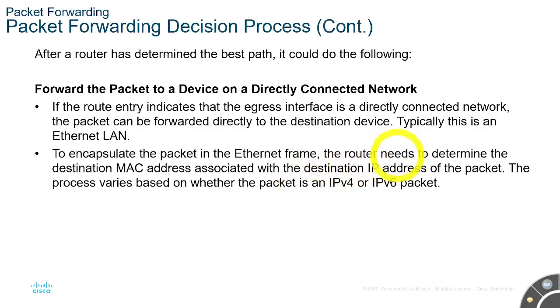So the router needs to determine the destination MAC address associated with the IP address of the packet. That process varies based on whether the packet is IP version 4 or IP version 6. If it's IP version 4, it will use the ARP message, Address Resolution Protocol, in order to find the corresponding MAC address for this IP packet. We don't use ARP address resolution for IP version 6 packets.